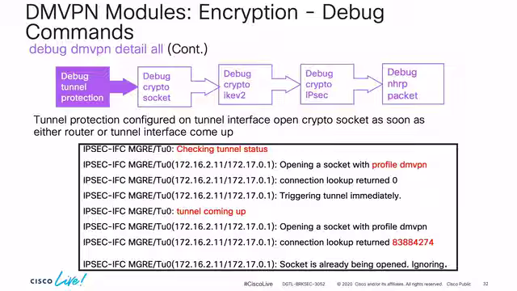It checks the tunnel status just to make sure that the tunnel interface is actually up, and then it goes ahead and opens a socket with the profile DMVPN. So the interesting outputs which we need to watch out for: make sure that the tunnel is coming up, and make sure that the socket is getting opened with the right profile.